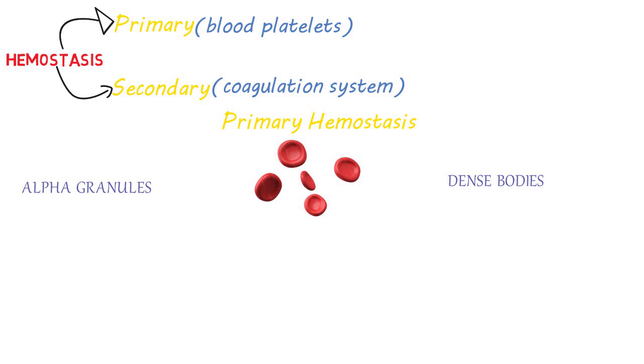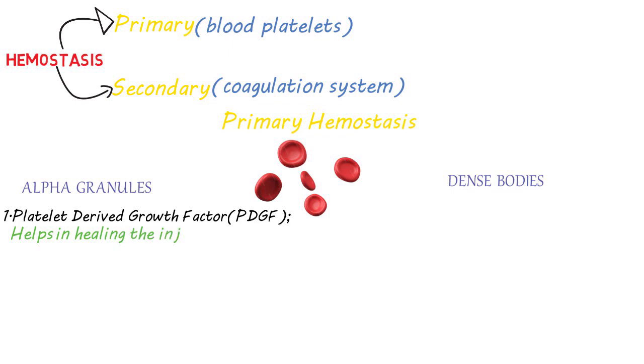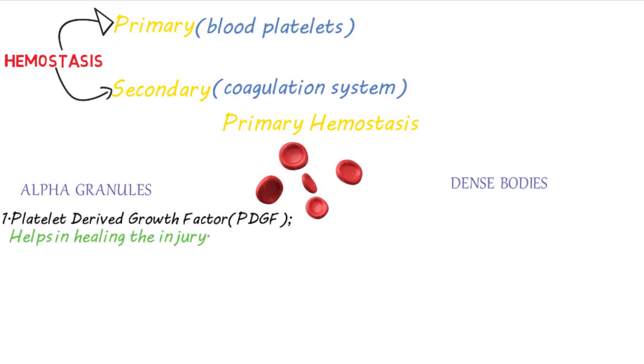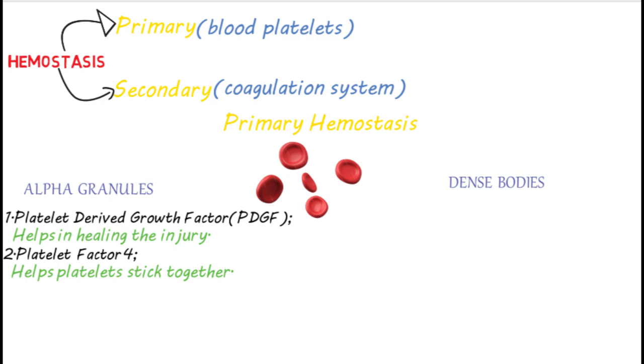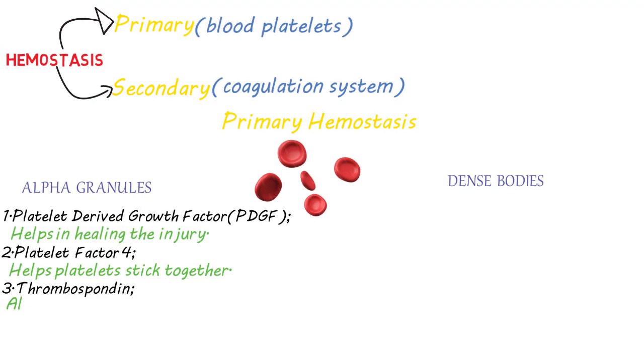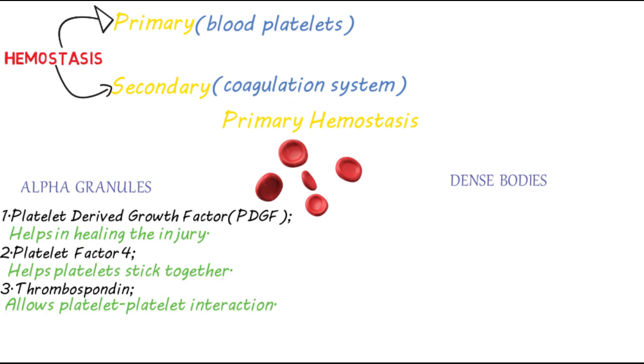Examples of the alpha granules are the platelet-derived growth factor, that's PDGF, and it's responsible for the healing of an injury. You notice that after a while your injury is now healed. The platelet-derived growth factor is responsible for that. We also have platelet factor 4, and that one helps the platelets to stick to each other. Then we have thrombospondin. Thrombospondin gives room for platelet to platelet interaction with each other.